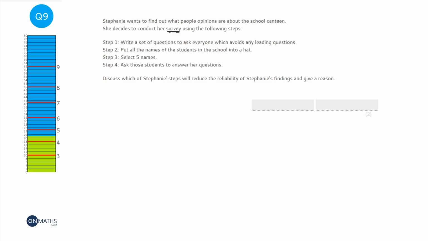The other thing that you need to look for, and there's quite a long list, but the other main thing you need to look for is that your sample is big enough. If it's too small, then it can't possibly be representative. So when it says select 5 names, 5 people is not enough for a proper survey. So my answer to this is step 3, and I would say sample is too small.